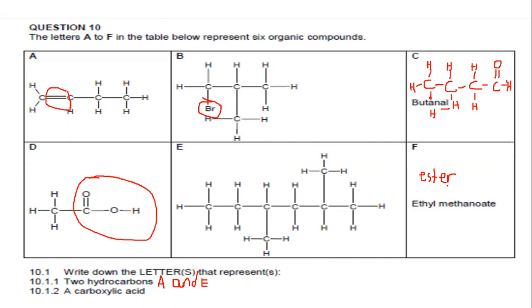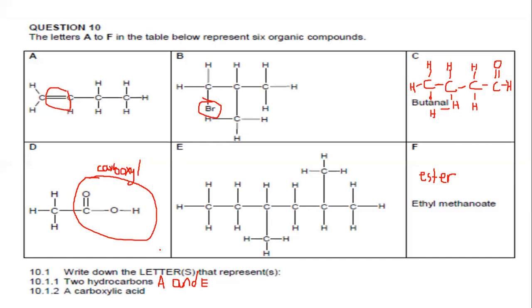Good. So that was 10.1.1. In 10.1.2, they want us to give them the letter of a carboxylic acid. Okay? The letter of a carboxylic acid. I think when we were analyzing our question, we did mention that this part represents what? A carboxyl. We said it's a carboxyl. There is my B. This part represents my carboxyl group.